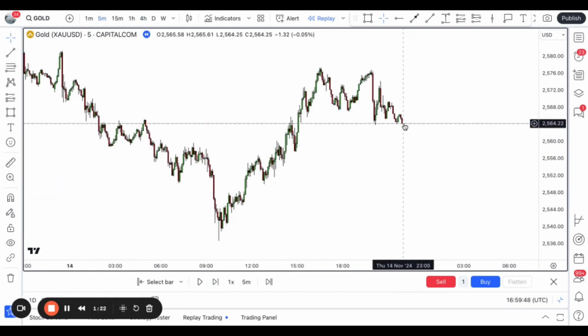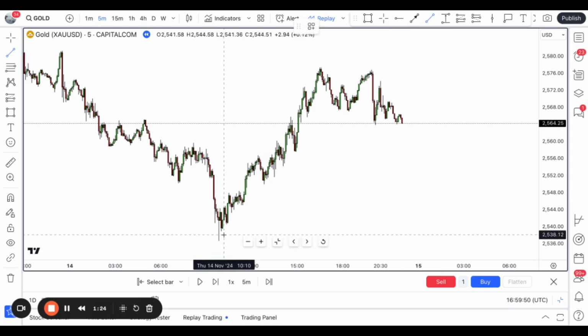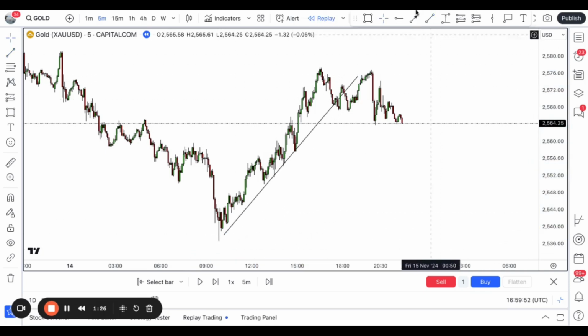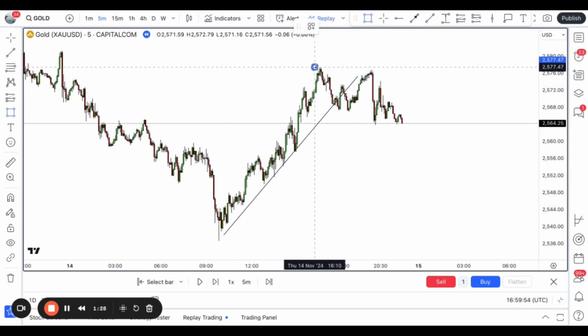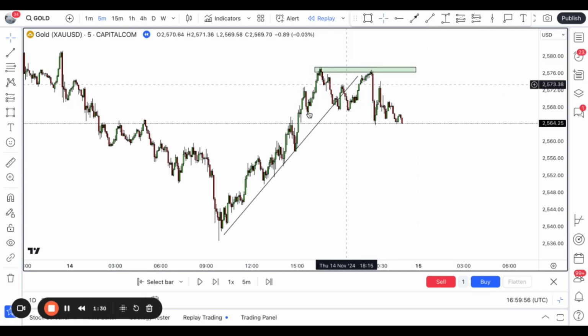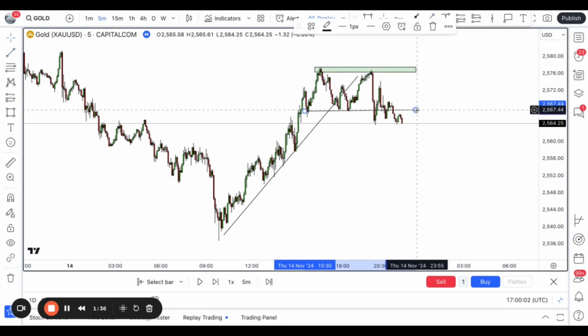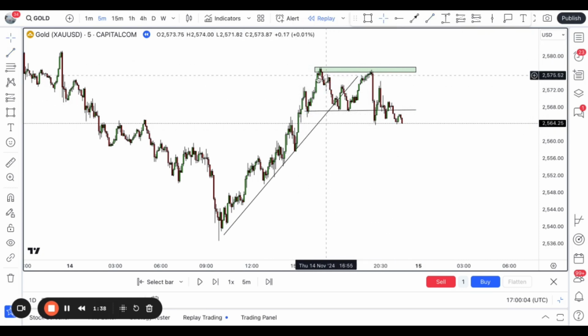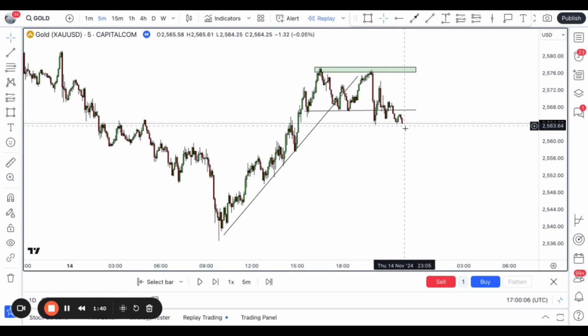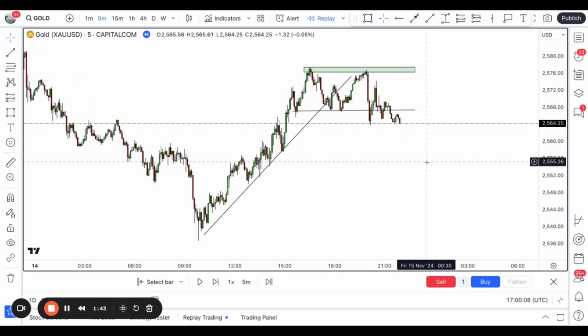So 11 o'clock. What I can see here as well on the 5-minute, we've pushed up, we've created this double top. We're breaking out of key areas within the market. Let's just go for this one. We've clearly broken out of this little area of consolidation, double top. Now we're looking to create lower lows, lower highs.